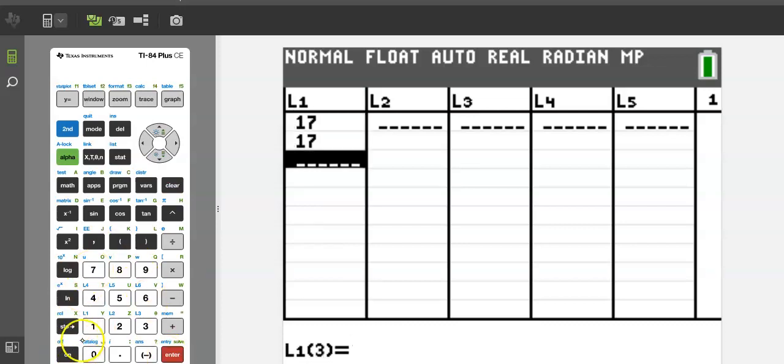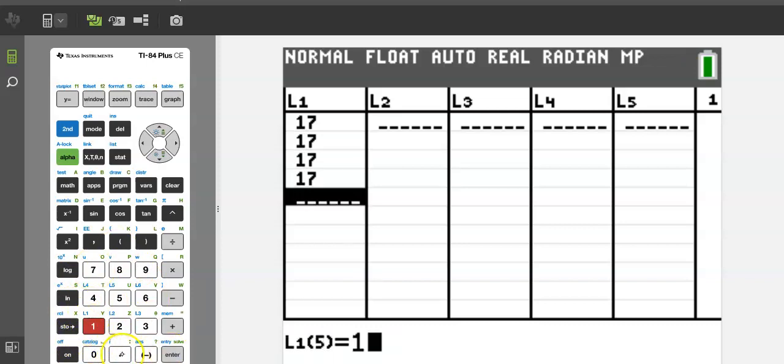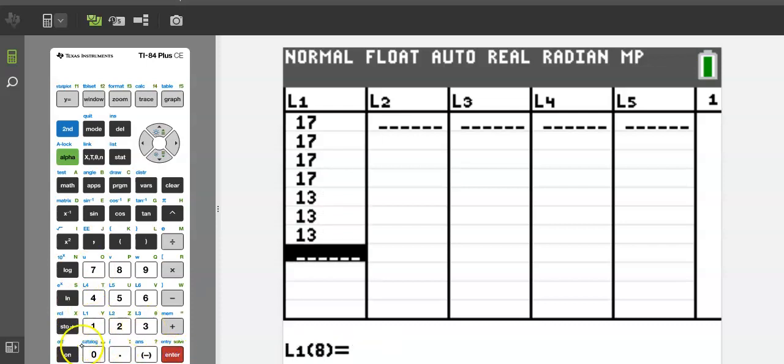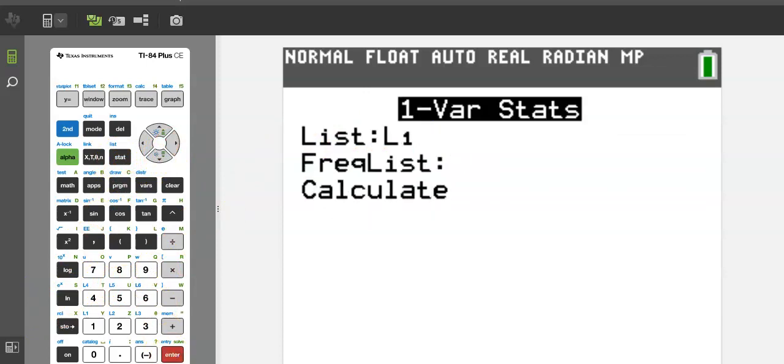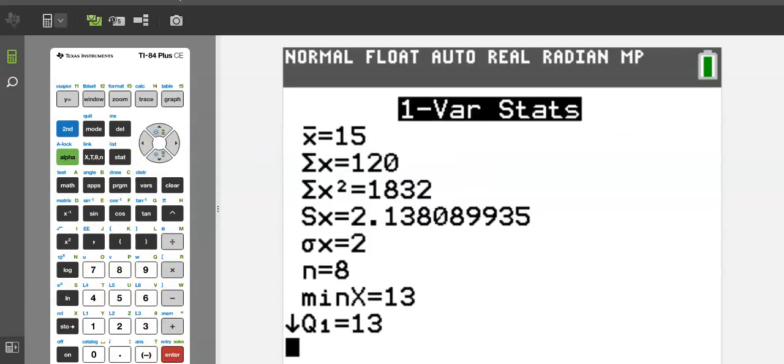Again, it doesn't matter the order. So there are my 4 17s, and now we put in the 4 13s. One more. And then all we do is run calculate for our data. So hit stat again, scroll over to calculate. 1 variable statistics. Enter, enter, enter. One more time. And now, right here, is the standard deviation. That's what we want.